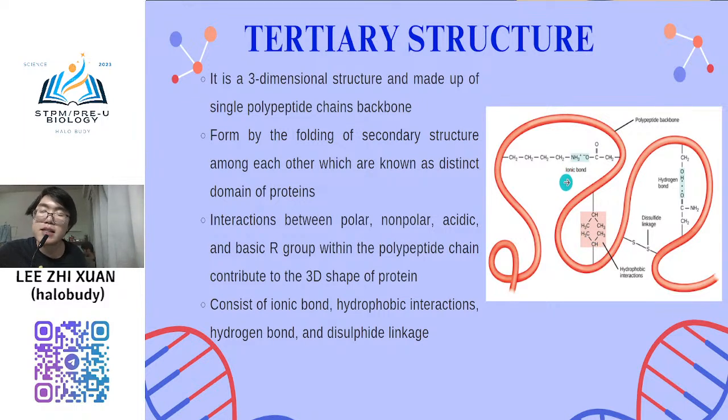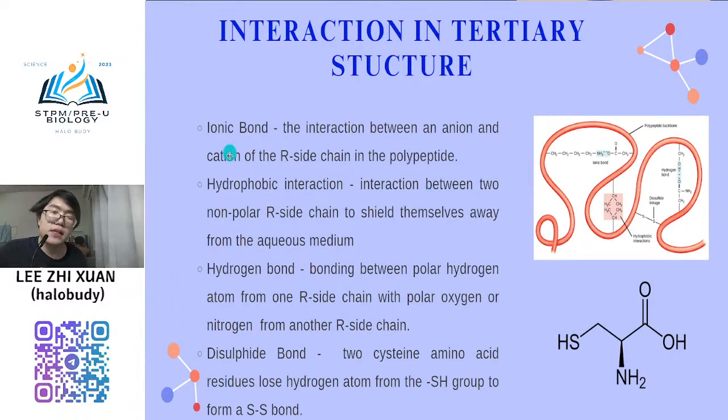And another one is ionic bond. They can also form an ionic bond here if they have different charges, if they are positively charged and negatively charged amino acids. All of them are side chains. Where the side chain of the amino acid is either positive or negative to each other, they can form an ionic bond. So you see the interaction between an anion and cation of the R side chains in the polypeptide.